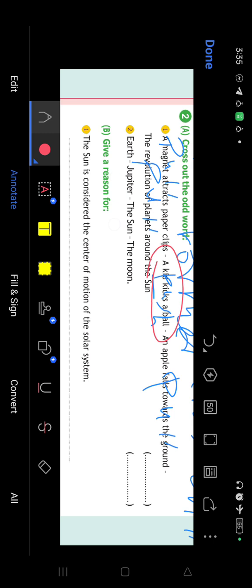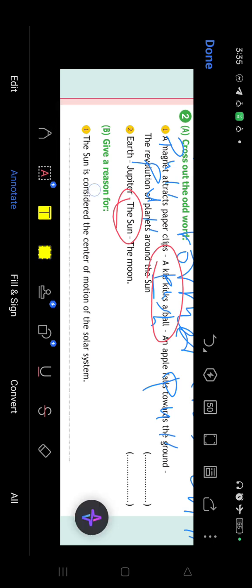Earth, Jupiter, Sun, and Moon. Which is the different one? Yes, the Sun, because it's a luminous body, it illuminates, it's a star, and the others are not stars.